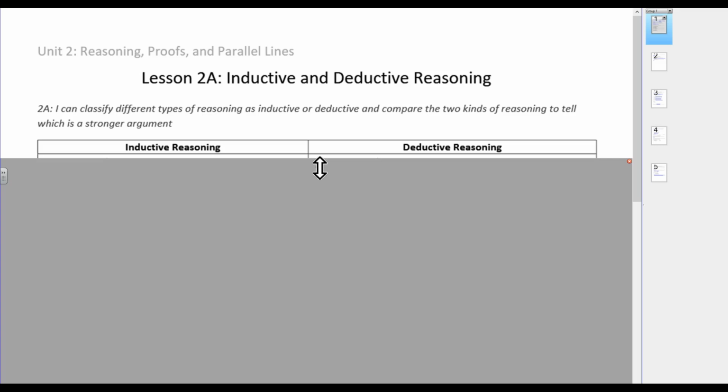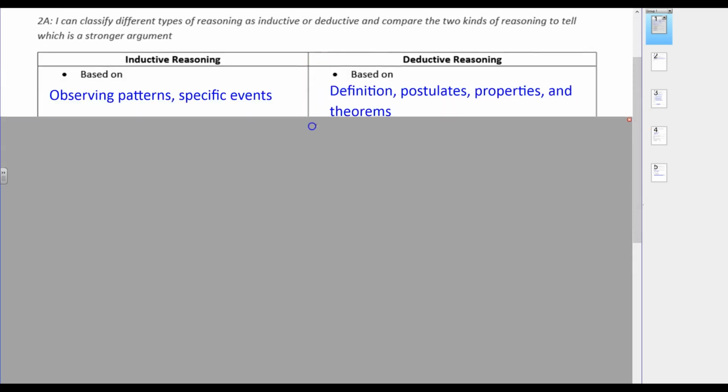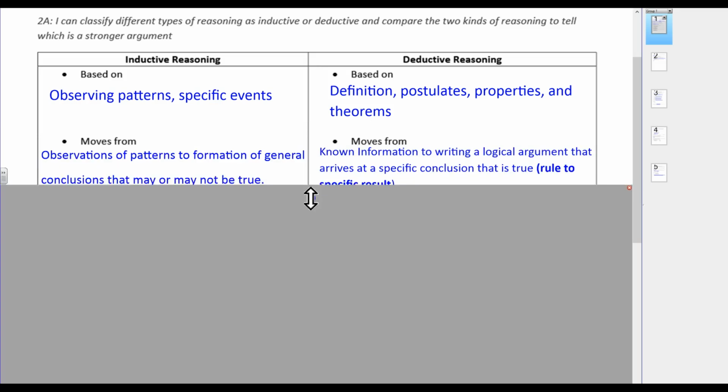Well, I think the best way to explain that is to look at different characteristics of the two of them and then come to a general conclusion. Inductive reasoning is based on observing patterns in specific events, whereas deductive reasoning is based on definitions, postulates, properties, theorems, and other known quantities. So basically, inductive reasoning is based on things that you can see and do, whereas deductive reasoning is based on things that we already know are true, so known truths.